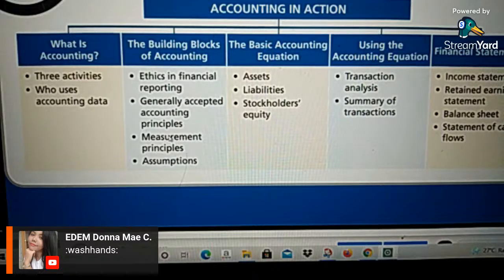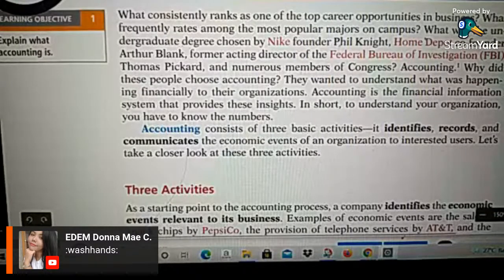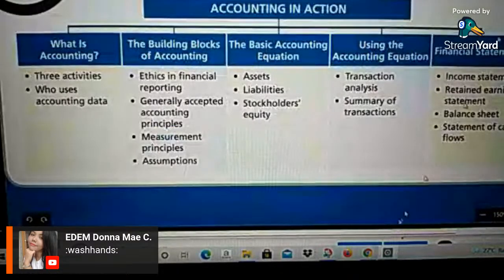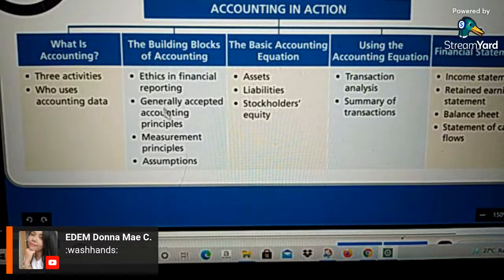Okay? Assumption, number 4. There are 4 important building blocks. Assumptions is number 4. Ethics, GAAP, measurement principle, and assumption. Basic accounting equation.